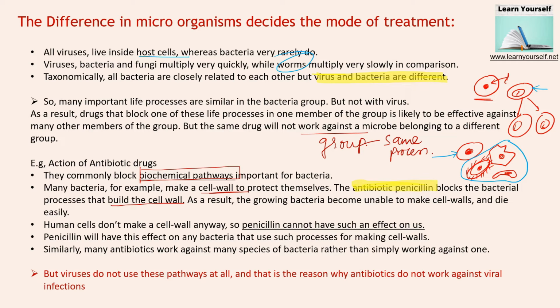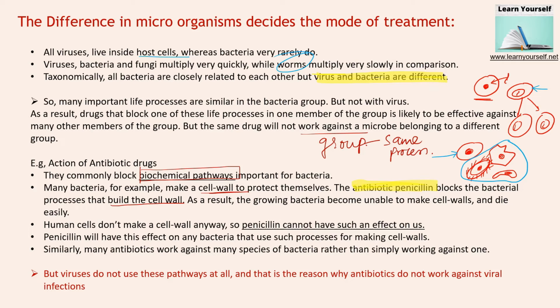And why will penicillin not affect us? Because human cells don't make a cell wall, so penicillin cannot have such an effect on us. Yes, we do feel some side effects like gastric problems or some acidity, but they will not harm us at the cell level. They only attack bacteria when we take them as medicine.